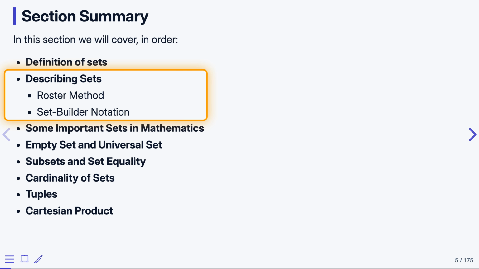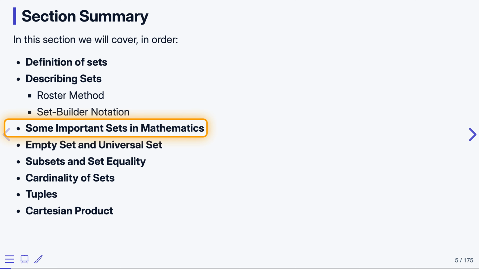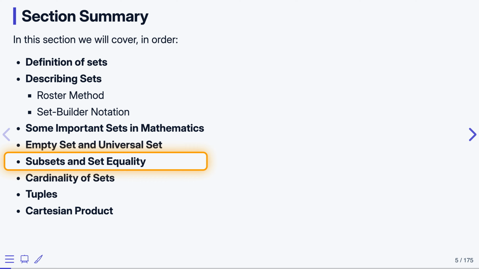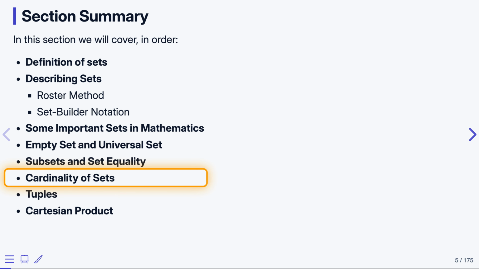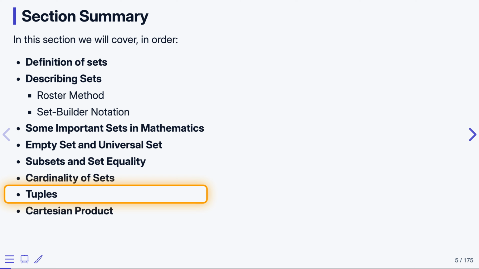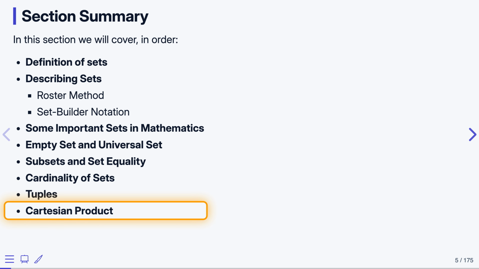The roster method lists the members. Set builder notation states a property the members must satisfy. Third, some important sets that appear everywhere in mathematics, such as the integers and the real numbers. Fourth, 2 special sets, the empty set and the universal set. Fifth, subsets and set equality. Sixth, the cardinality of a set. That simply means its size. Seventh, tuples, which let us talk about ordered collections. And last, the Cartesian product. Use this list as a checklist for the section.